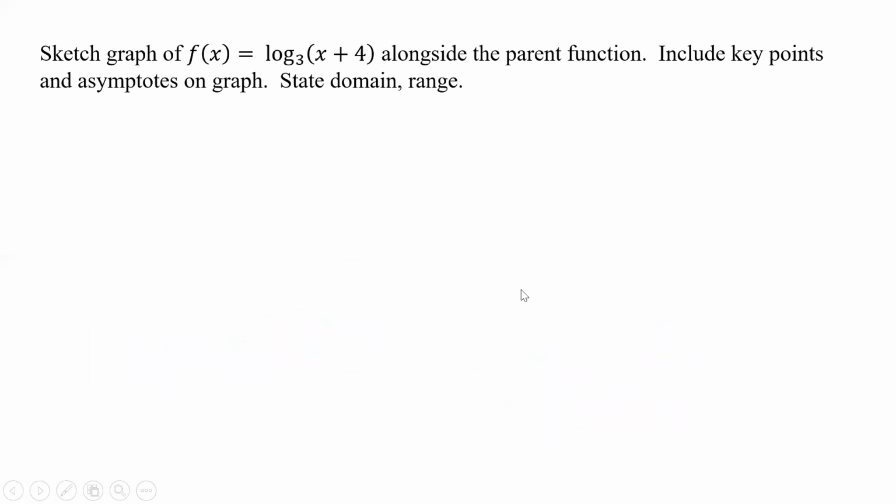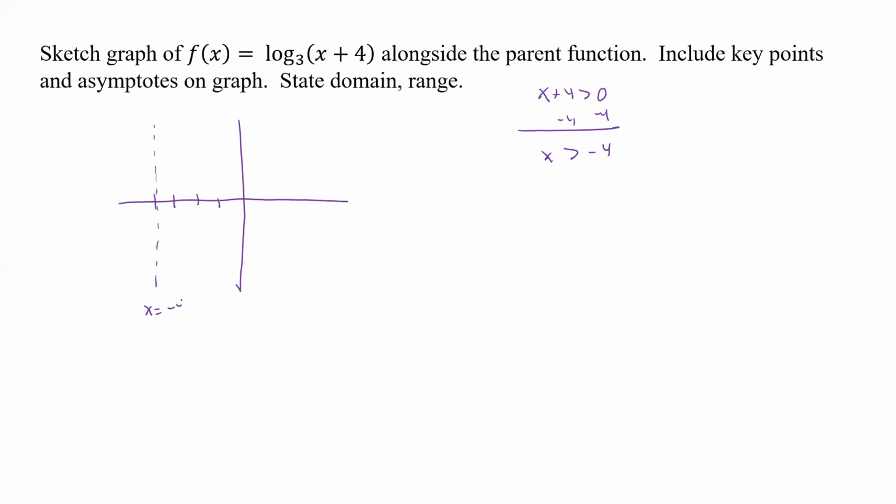All right, so what if we want to graph this? Well, first of all, we have to think of what our asymptote is now. If we set that x plus 4 greater than 0, subtract 4, x has to be greater than negative 4, and so that's where our asymptote is. 1, 2, 3, 4, x equals negative 4 is our asymptote, okay?